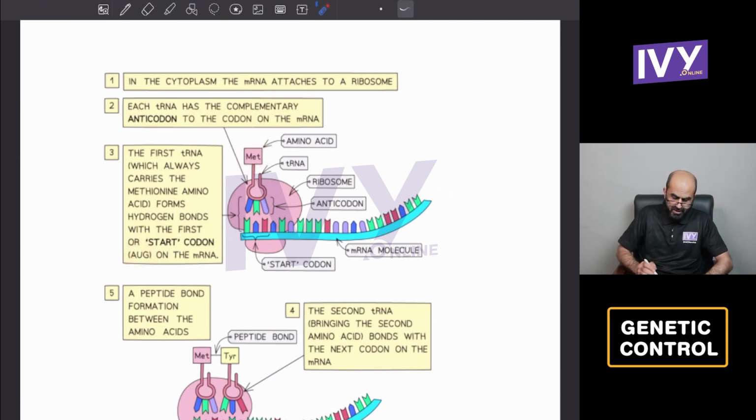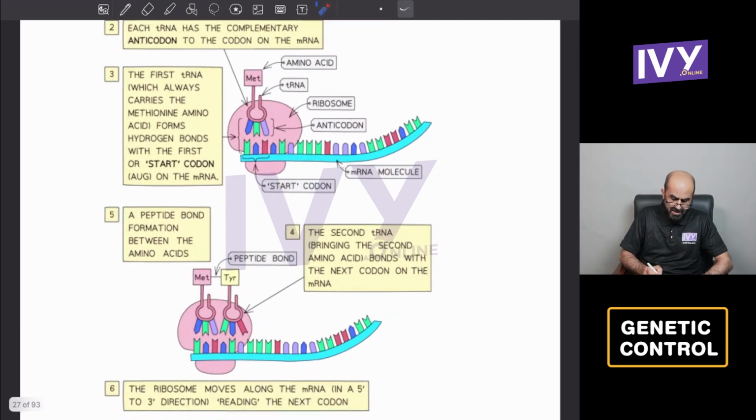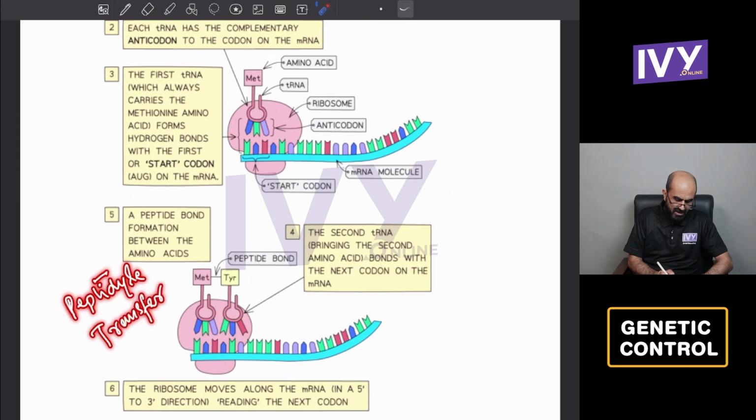Now, what's going on in the next step? You can see that another tRNA is arriving here on the A site. This is on the P site, and this is on the A site to be attached here. Now here, the second tRNA bringing the second amino acid bonds with the next codon on the messenger RNA accordingly, by specific base pairing, and then a peptide bond is formed between the two. So the peptide bond formation between the amino acids is catalyzed by peptidyl transferase, the enzyme which catalyzes the formation of this peptide bond.